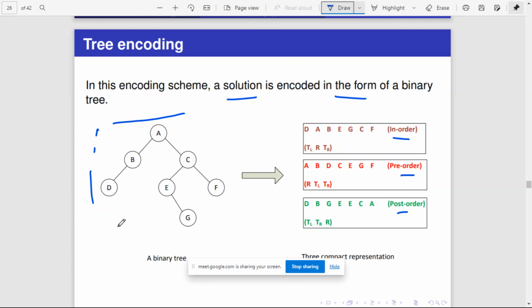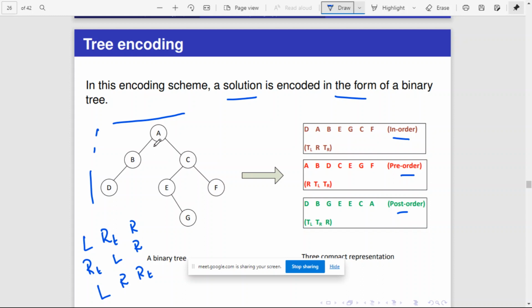So basically, in case of in-order traversal, this is the order of visiting the binary tree. First visit the left child, then the root, which I'll call RT, and then the right child. If the traversal order is like this, it is called in-order traversal. In case of pre-order traversal, first we visit the root, then the left child, and then the right child. In case of post-order traversal, it is left, right, and then root.